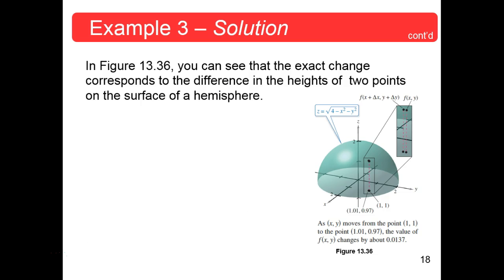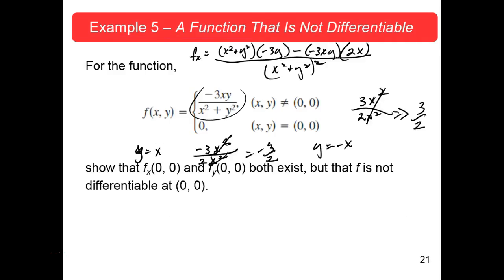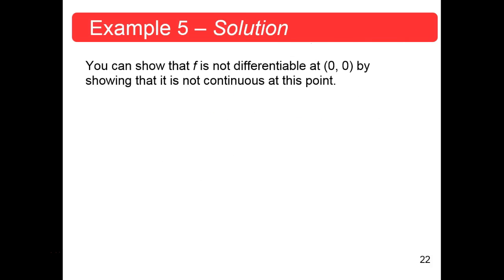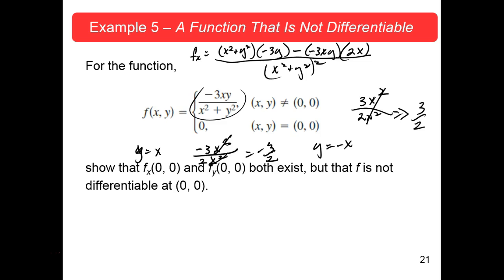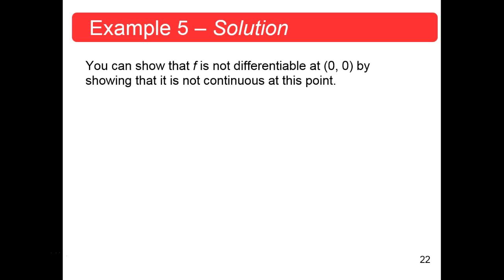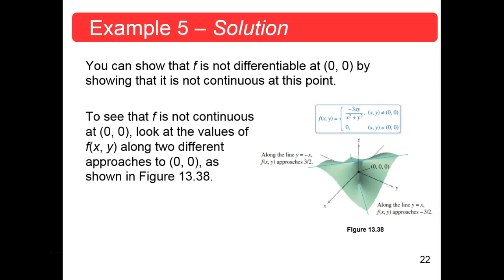So let's go to example 5. Let's see how they did it. Now there's the drawing of example 5. Man, what a mess. I'm glad they didn't have me draw it. You can show that f is not differentiable at 0, 0 by showing that it's not continuous at that point. Look at the values of f of x, y along 2 different approaches shown in the figure.